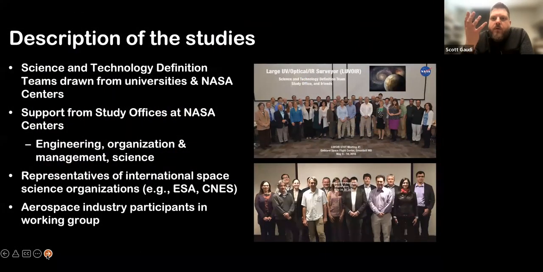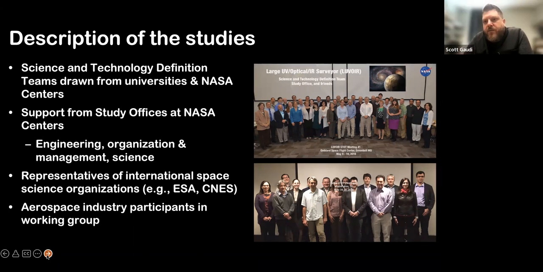So what were they? They were science and technology definition teams that were drawn from universities and NASA centers that were tasked to come up with mission designs at a reasonably detailed level that could accomplish some set of science goals to be outlined by the teams themselves. Each of them was based at a NASA center. HABEX was based at JPL, LUVOIR and Origins was based at Goddard, and Lynx was based at Marshall. We also had participation from international representatives, non-voting members, and aerospace industry working groups as well.